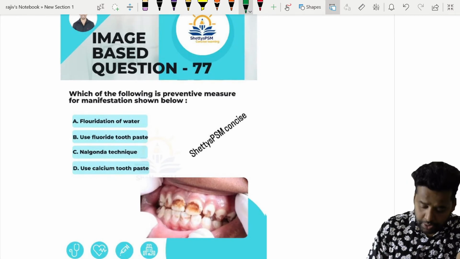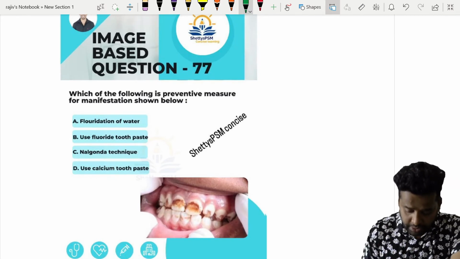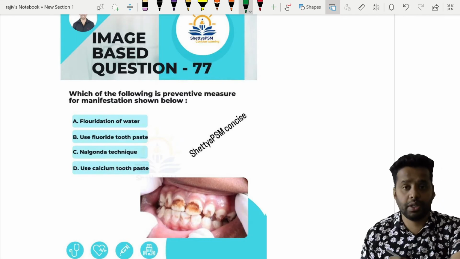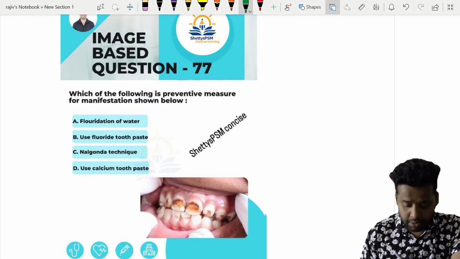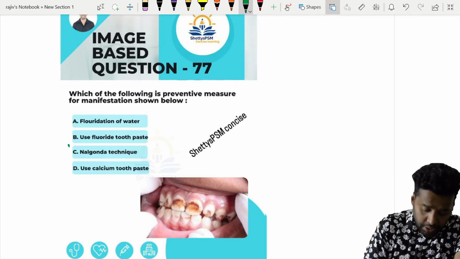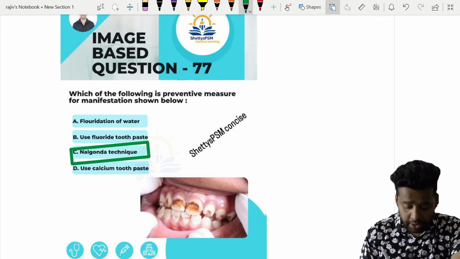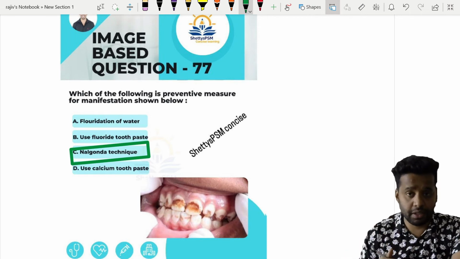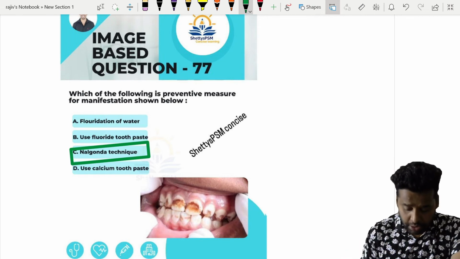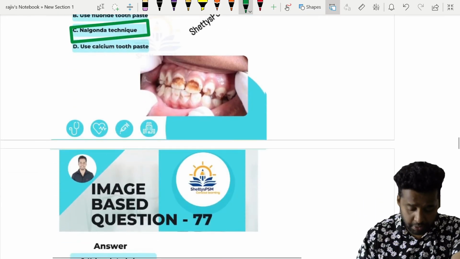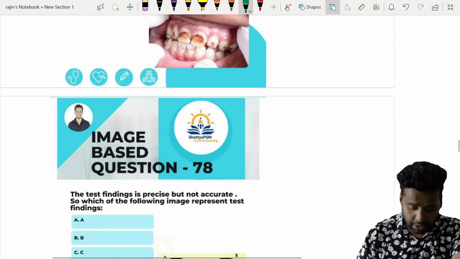Which of the following is a preventive measure for this? As you can see here, these are severe forms of dental fluorosis. What they are observing is dental fluorosis on incisors. We have to remove fluorine. Nalgonda technique. Dental mottling, white chalky patches has gone to the next level, and it has crossed, and it is causing brownish discoloration in the incisors. Prevention is Nalgonda, defluoridation of water.